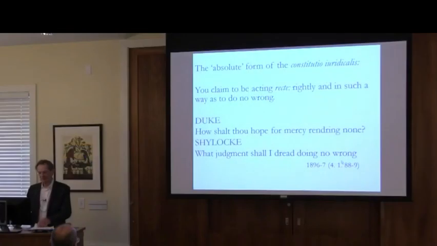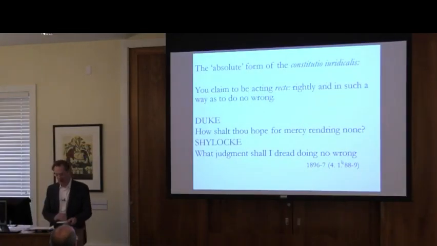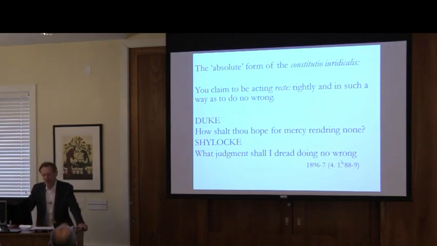So here is the Duke, beginning the interlocution with Shylock. "How shalt thou hope for mercy, rendering none?" Shylock: "What judgment shall I dread, doing no wrong?"